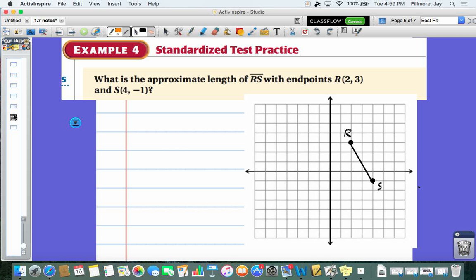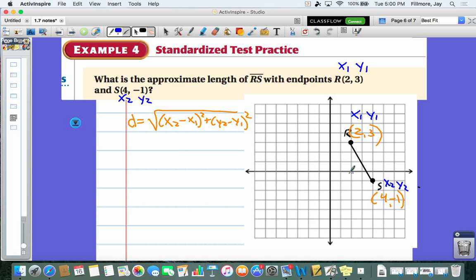All right, so the length of segment RS. We're going to use the distance formula. So the square root of that long thing, x2 minus x1 squared plus y2 minus y1 squared. I'm going to label my points. I know that R is 2, 3. I know S is 4, -1. And, excuse me, I'm going to label one x1, y1, x2, and y2. You technically could have just done that up here and not had to put it in the graph. Totally your call if you want to do the visual stuff down here or not.